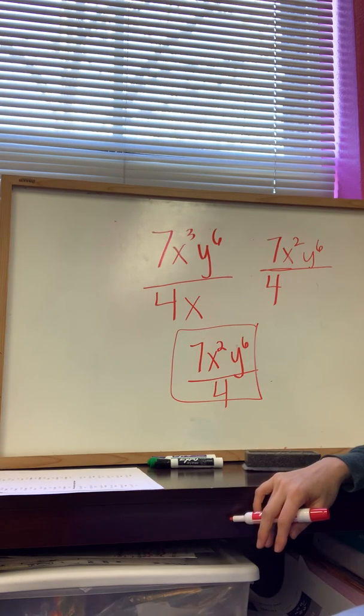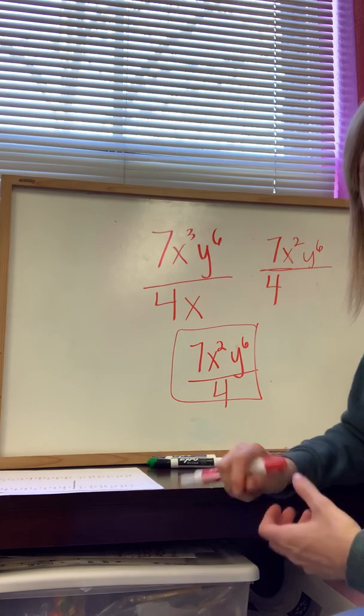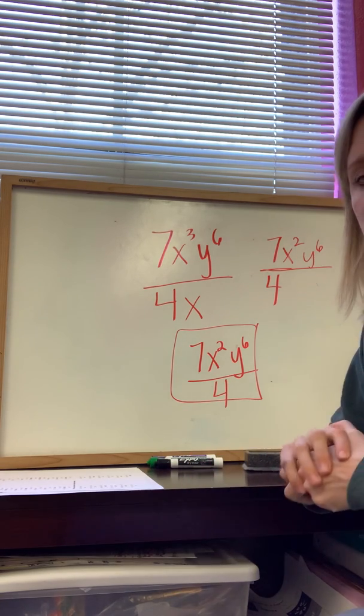That is the division rule. You just cancel out as many things as you can. We want to write it in the simplest form possible.